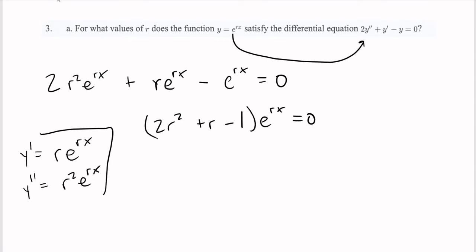Now, got to think about this a little bit here. This piece, e to the rx, is never 0.